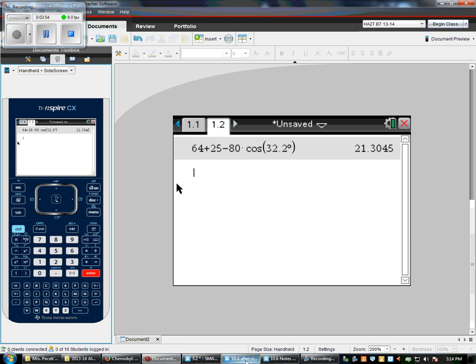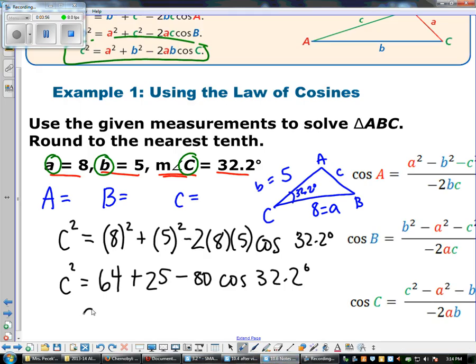We find that we have 21.3. Think back to where we're at. That means that c squared is equal to 21.3. I need to solve for c, so I need to deal with this square. So I'm going to square root both sides.